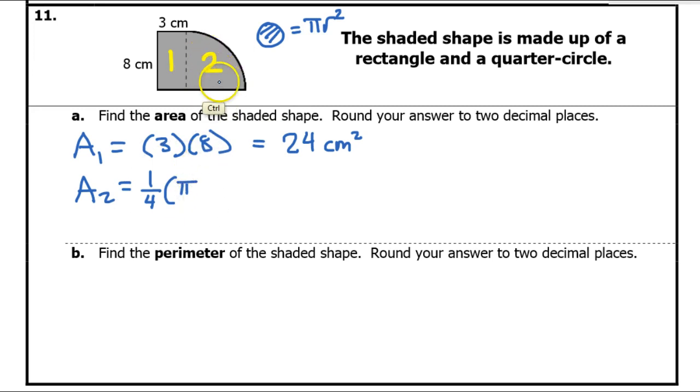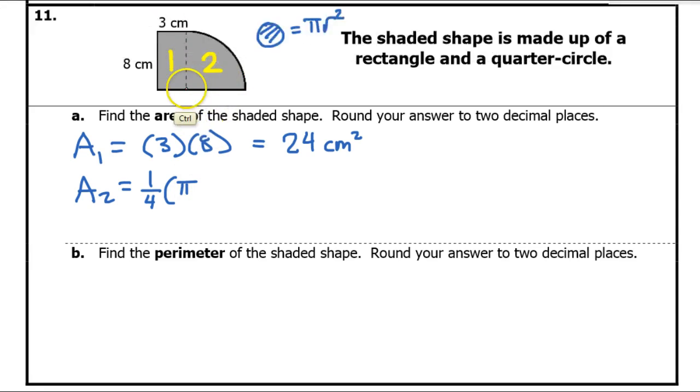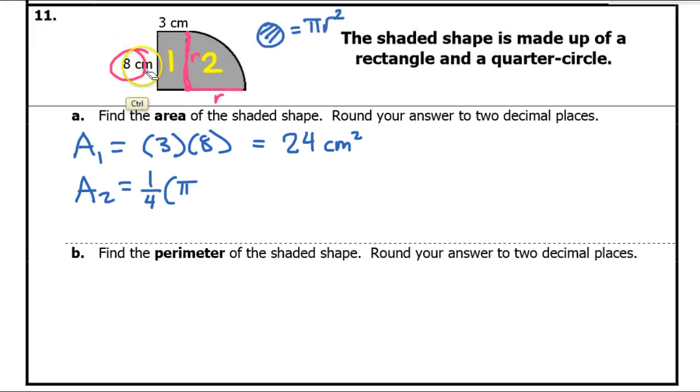Now, what's the radius? Hopefully we can all agree that this red line is the radius. Will you agree that this other red line is also the radius? It's the same circle, so the radius will be the same regardless of whether it's here or here. So how big is the radius? It is 8, because this side of the shape is 8, and that's the same as the vertical radius I just drew.